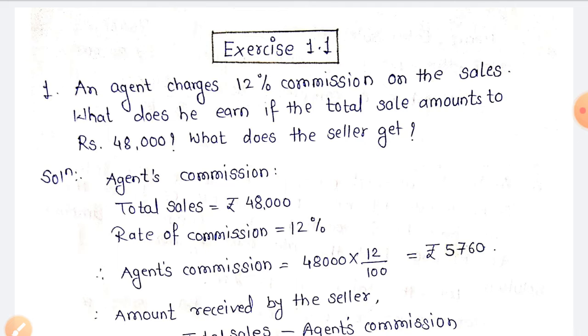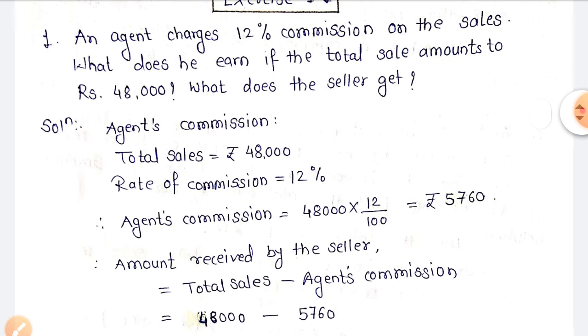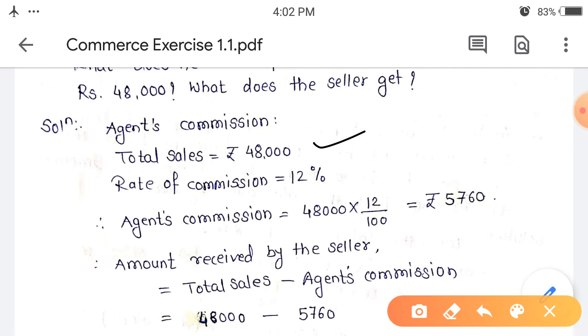That means first we have to find out the commission of an agent. If we subtract commission from the total sale, the remaining amount will be the seller's. So first find out the agent's commission. See here, how much is the total sale? 48,000. What is the rate of commission? 12%. So how much is the agent's commission? 12% of 48,000. So 12 upon 100 into 48,000. After calculating, we'll get rupees 5,760.